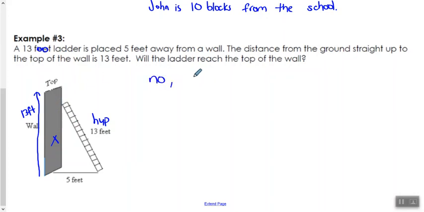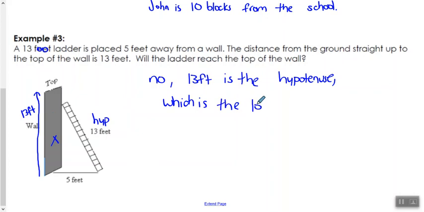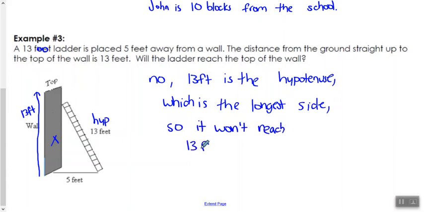So no, 13 feet is the hypotenuse, which is along the side. So it won't reach 13 feet up the wall, because that is a leg.